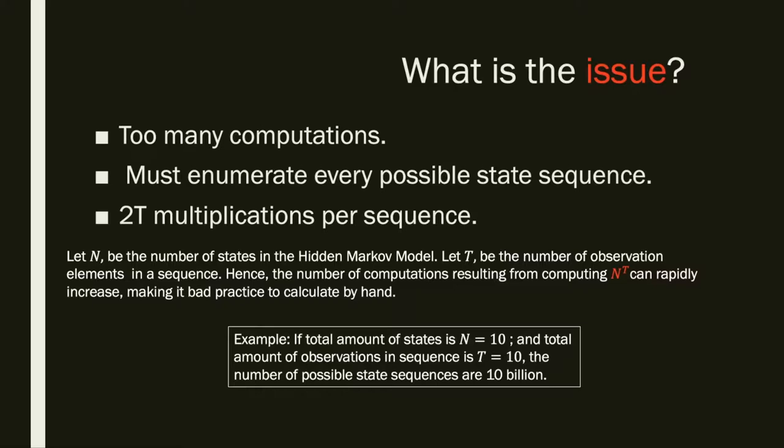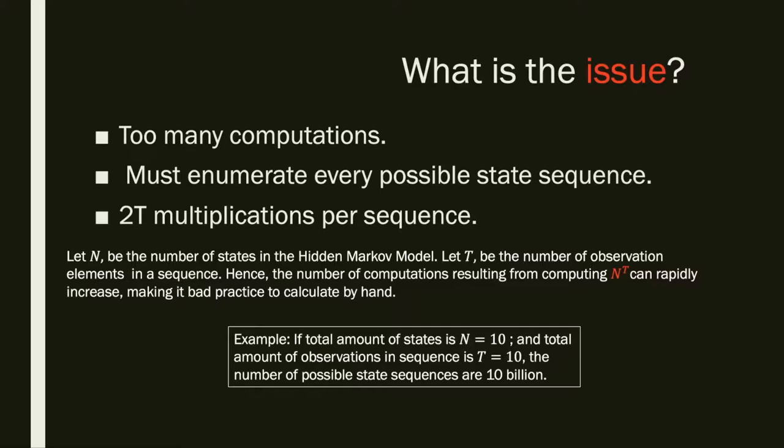Now, for this evaluation problem, there are a lot of computations that occur in the background. That's why it is called hidden Markov model. The hidden computations consist of transition probabilities, observation probabilities, and alpha values.